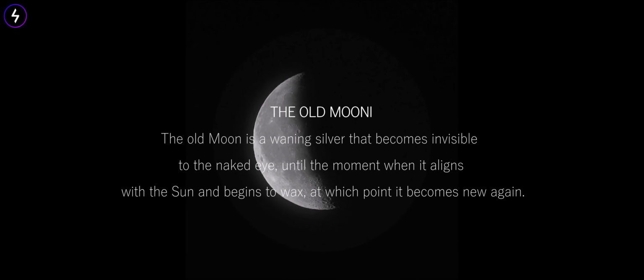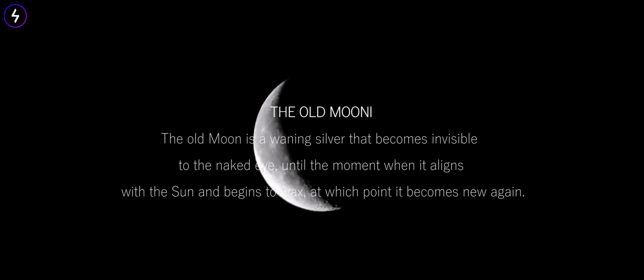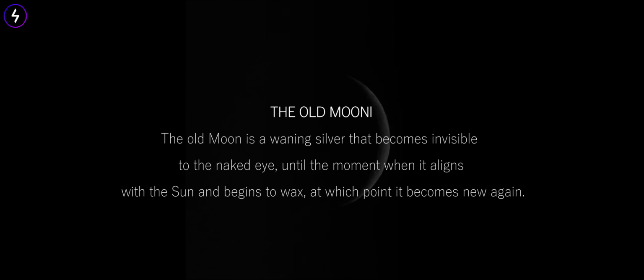The expressions old moon and new moon are not interchangeable. The old moon is a waning silver that becomes invisible to the naked eye, until the moment when it aligns with the sun and begins to wax, at which point it becomes new again.